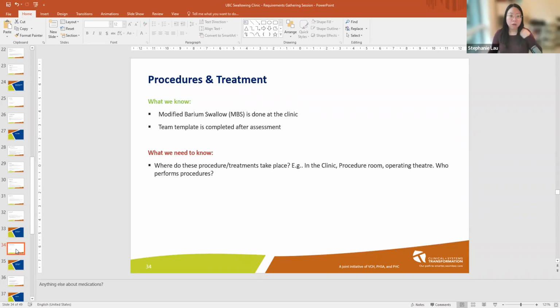Okay, so in terms of procedures and treatments, we noted that it is in one of the suites, and the MBS is done at the clinic, and then after that, the team template is completed. Everyone is basically involved in the whole process: the SLP, DLT, the RD, the techs, and the radiologist as well, if needed. Anything else in terms of the procedure itself? And any questions from the CSD teams?